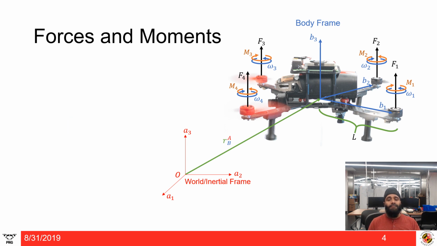From classical fluid dynamics, we can say that the force exerted on a propeller, also known as lift, is directly proportional to the square of the angular velocity of the propeller.